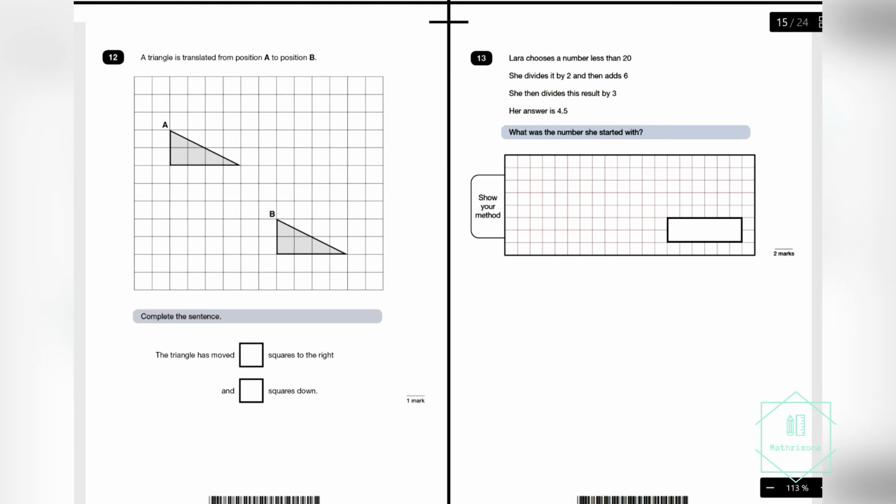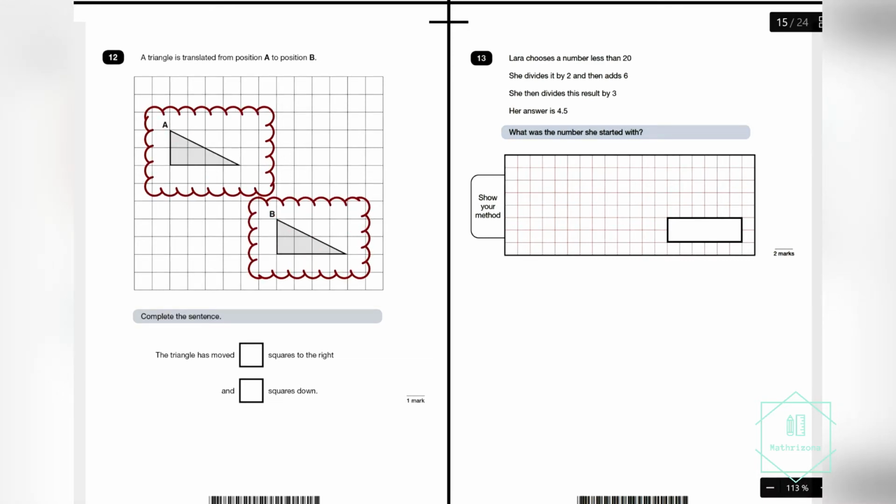A triangle is translated from position A. So this is our position A and it is moving, translated, to this position. We have to calculate how many squares to the right the triangle has moved. To work it out, we will see point A. We can consider the movement of this point and this point, because this is the corresponding point.